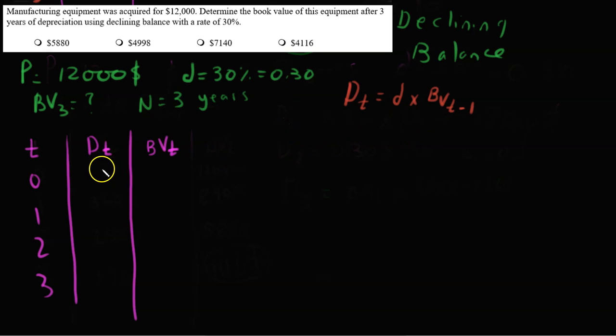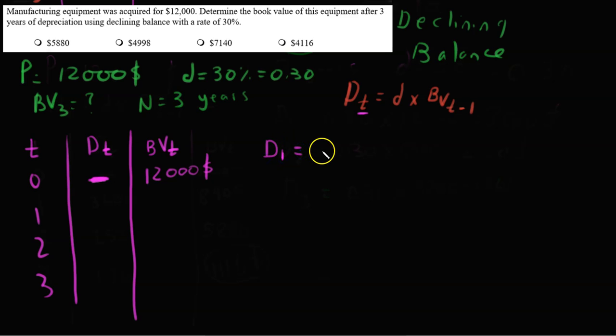So let's start at year 0. We know that there's no depreciation at year 0. We either just bought the item, so it still has its own value, $12,000. So let's start at year 1. Let's replace this with year 1 and see what happens.